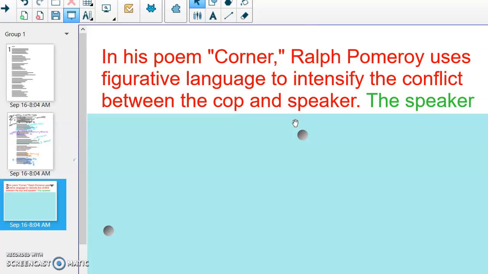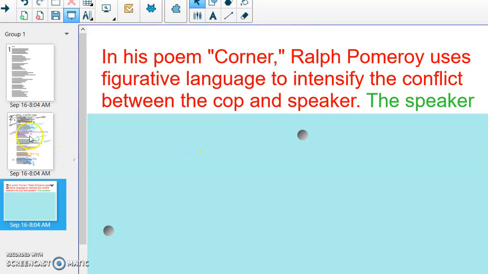We have, in his poem Corner, Ralph Pomeroy uses figurative language to intensify the conflict between the cop and the speaker. Notice I've named Corner, and I've named the poet, and then I've given an interpretation. I don't just say the figurative language helps us understand what's going on. I tell you exactly what it does. It intensifies the conflict between the cop and the speaker. That's an interpretation. That's not something you get the first time you read the poem.